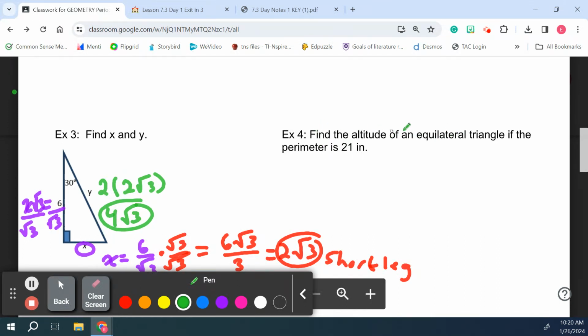All right, find the altitude of an equilateral triangle if the perimeter is 21. One thing that's going to help me here is if I draw a picture. I'm going to draw an equilateral triangle. Now we're saying if the perimeter is equal to 21, that means this side, this side, and this side are all congruent, right? So I'm going to take 21 divided by 3. So each side is equal to 7.